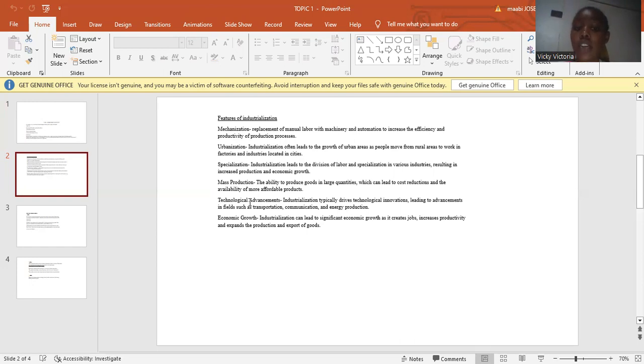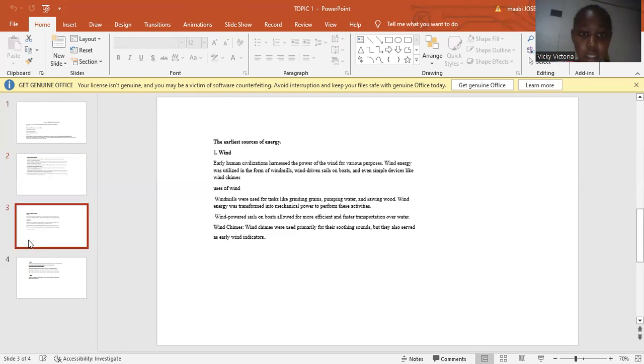Then there was also the technological advancement. Industrialization typically drives technological innovation, leading to advancements in the fields of transport, communication, and energy production. Then there was also the economic growth. It led to important economic growth as it creates jobs, increases productivity, and expands the production and export of goods and services. Then we look at the earliest sources of energy.